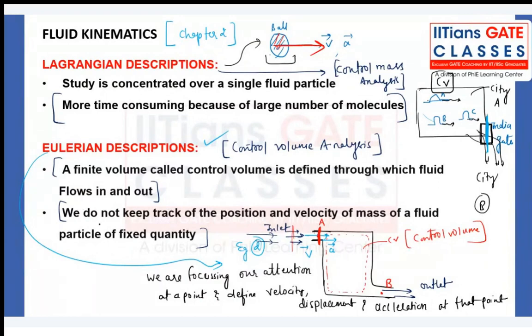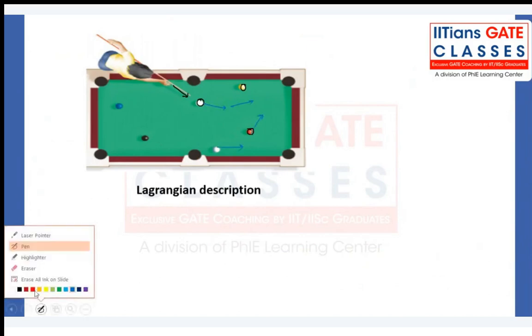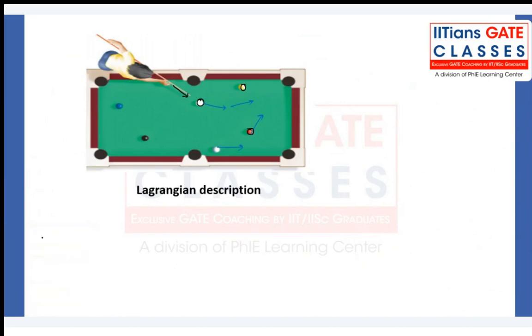Have you seen the pool ball game? When you see that, you are basically focusing on a single ball in a pool game. You are trying to see the motion of the individual ball. As we have a limited number of balls there, not an infinite number, not thousands, we can keep tracking the individual motion of a ball. So that is nothing but the Lagrangian description.